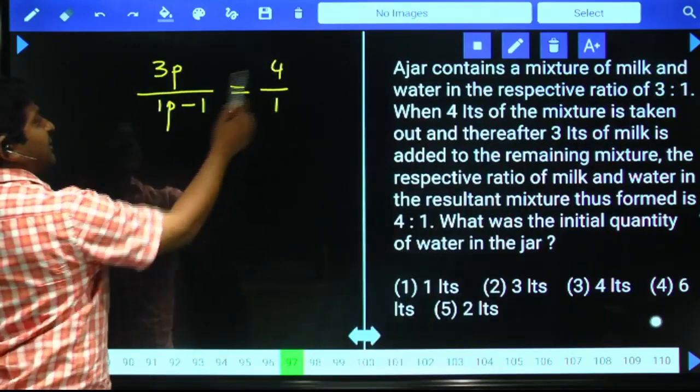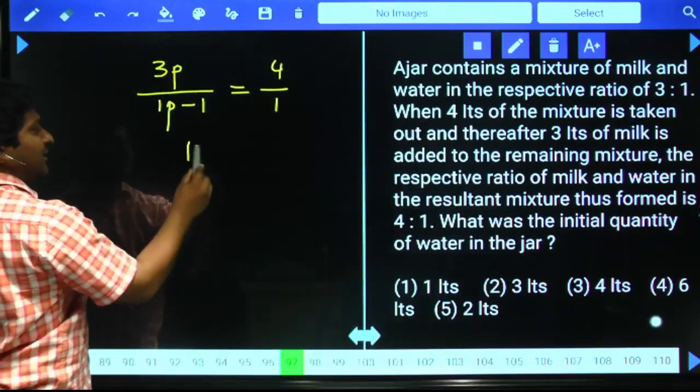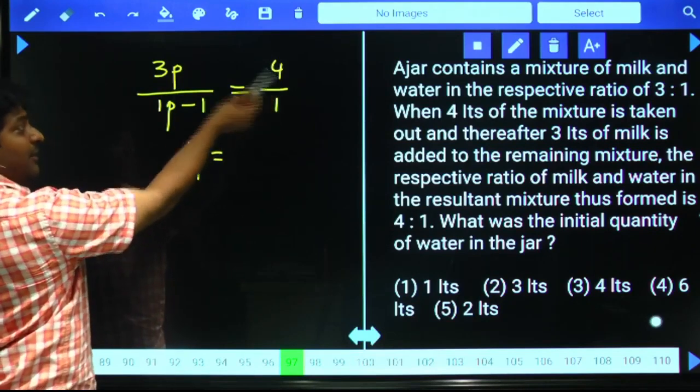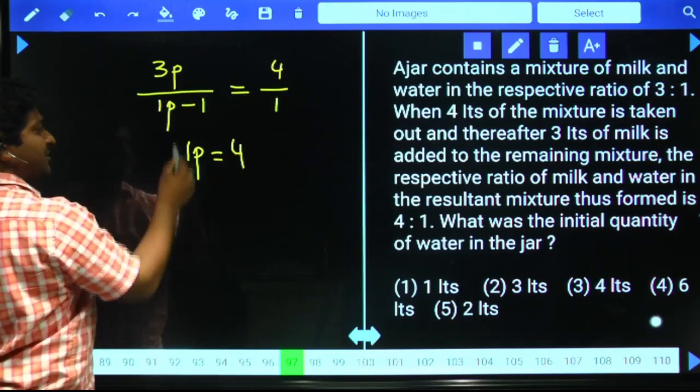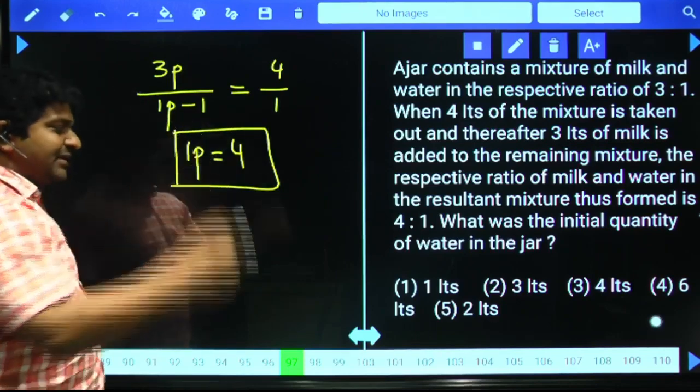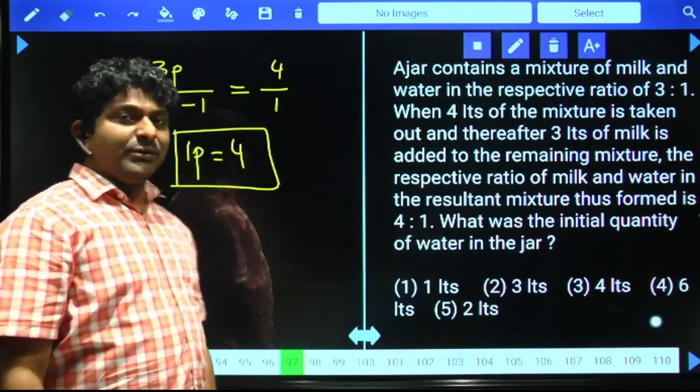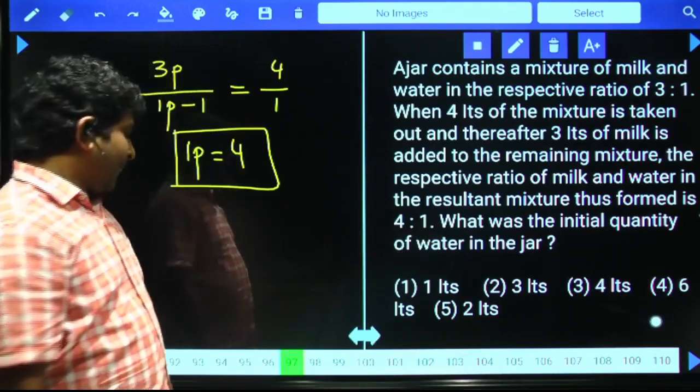3 parts, 4 parts, the difference is 1 part. And here, minus 1 into 4 gives minus 4. Minus 4 goes to the right hand side. That becomes 4. 1 part is equal to 4. So the initial water in the container is equal to 4 liters. Next.